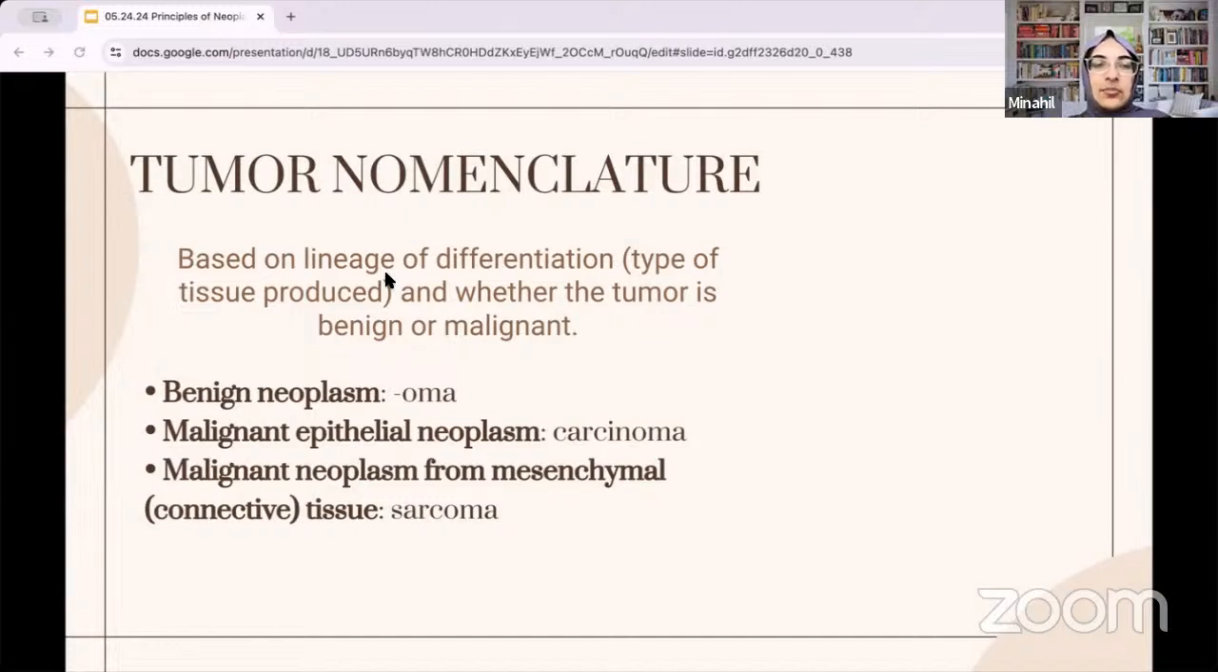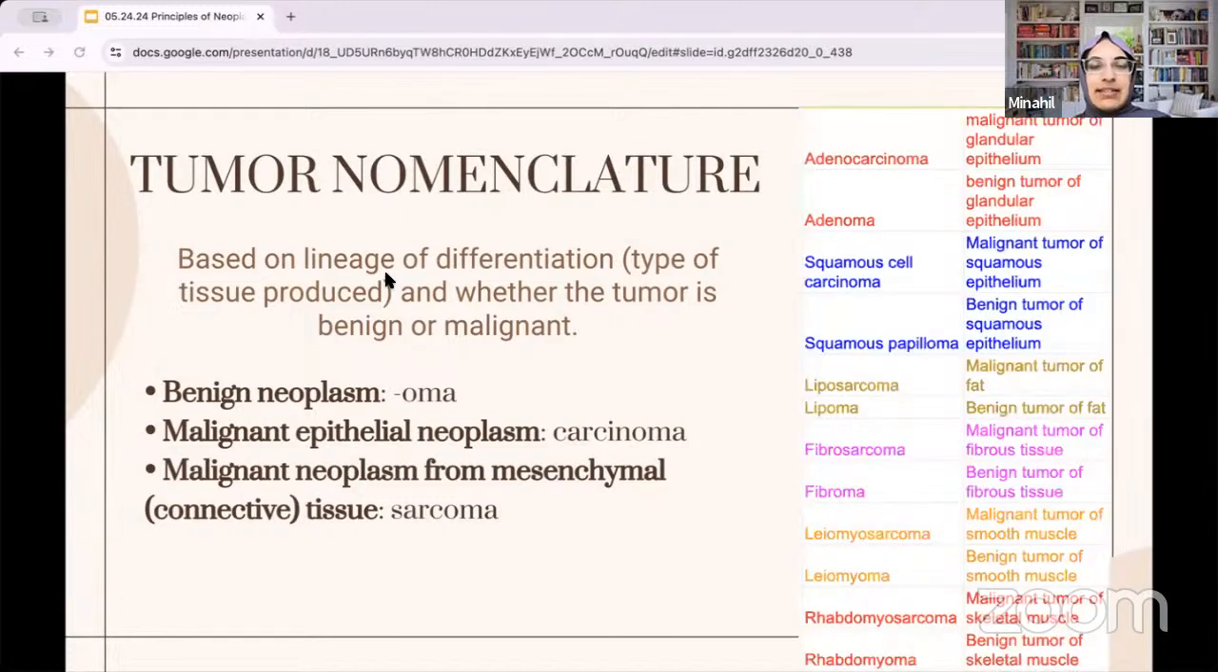If it's a benign neoplasm, like I said before, it will end in -oma, O-M-A. But if it is a malignant epithelial neoplasm, it will be termed a carcinoma, with that suffix. And if it's a malignant neoplasm from a mesenchymal or connective tissue, then it's called a sarcoma. Connective tissues are different from the epithelial tissues, as we'll see in the next slide. This is from my notes directly from when I was studying this, contrasting a benign tumor versus a malignant tumor.